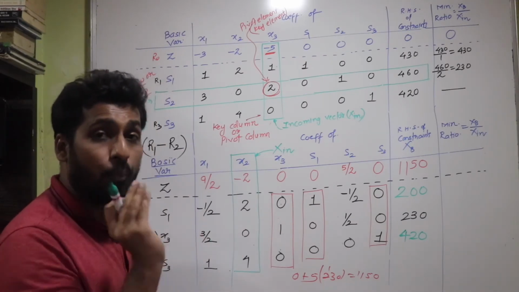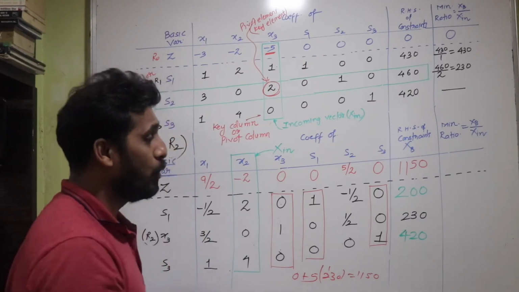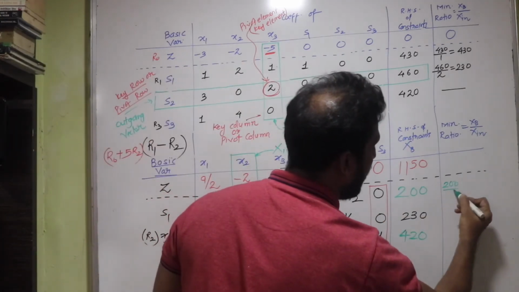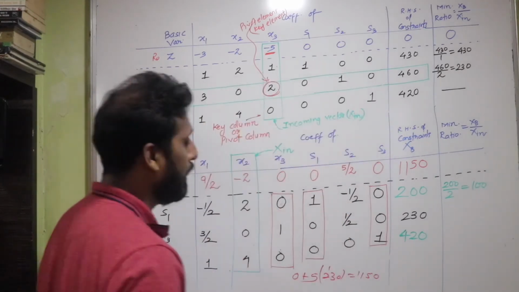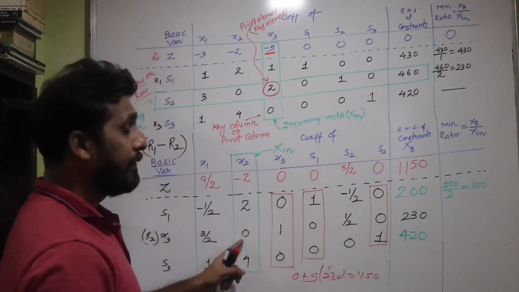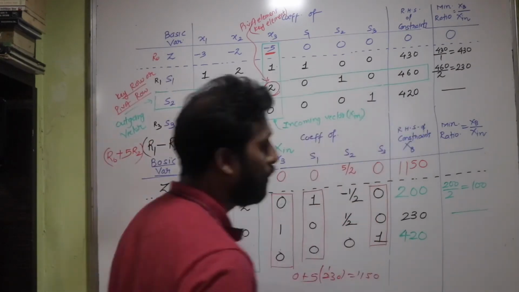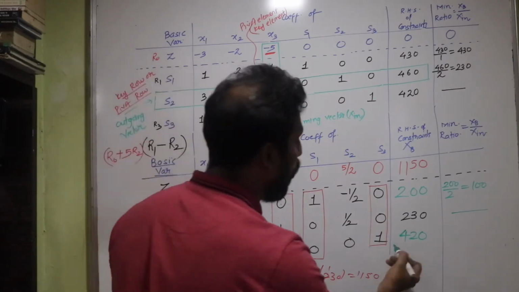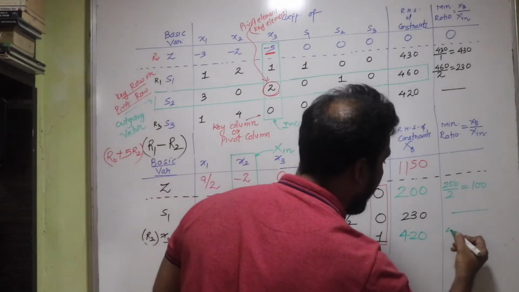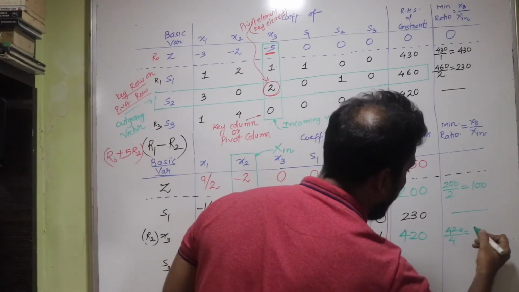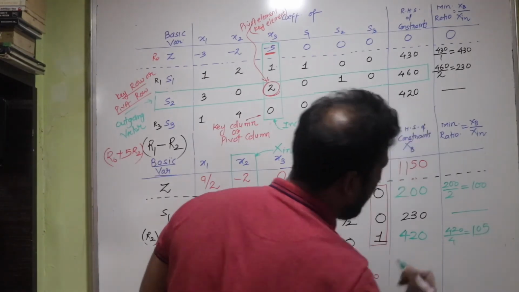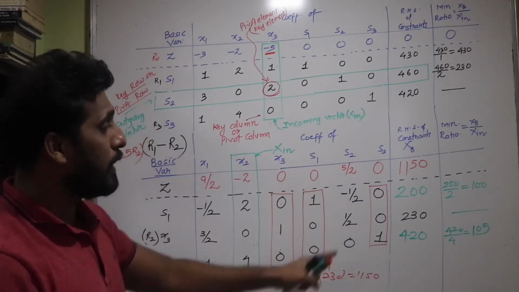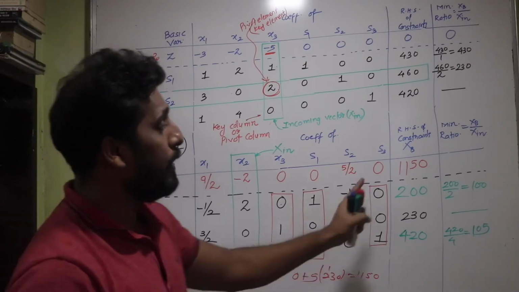You have to take the positive value and that to the least value. So it's 200 divided by 2, you get 100. Then 230 gets divided by 0, that's infinity, so no need to take this value. And 420 divided by 4, you get 105. So who's the minimum value at this moment? 100 and 105, these were the two values, xb upon xin. So the minimum value is 100.